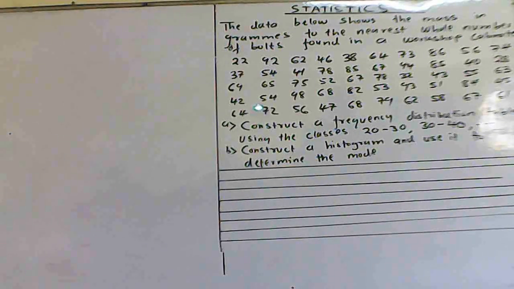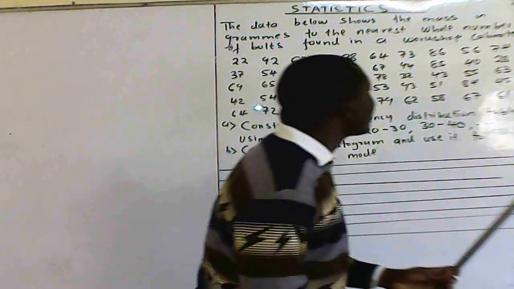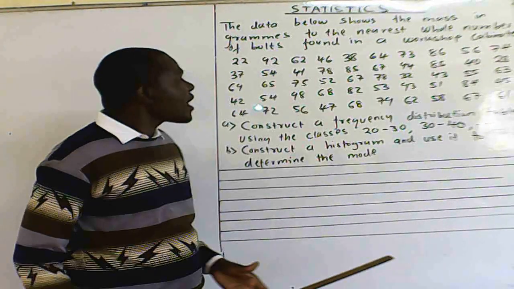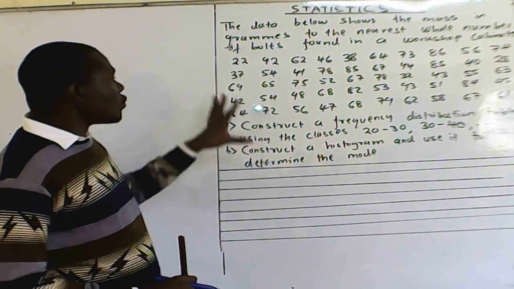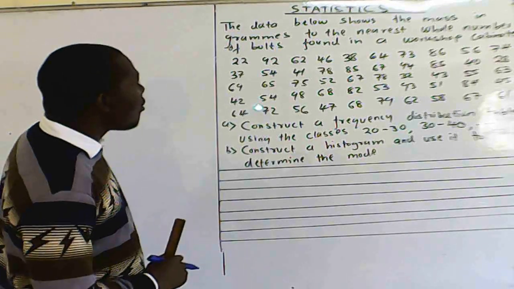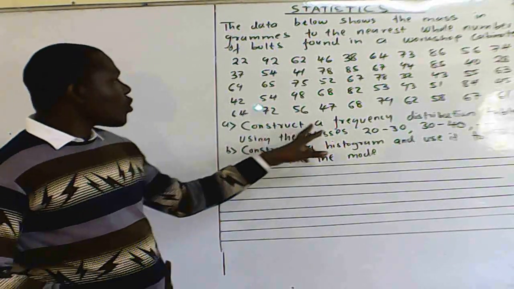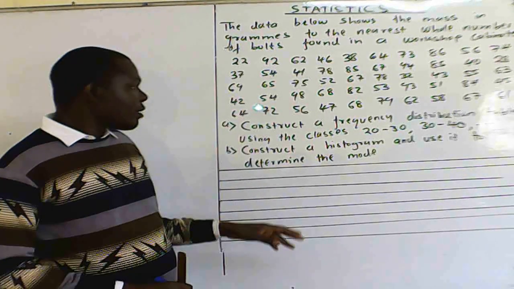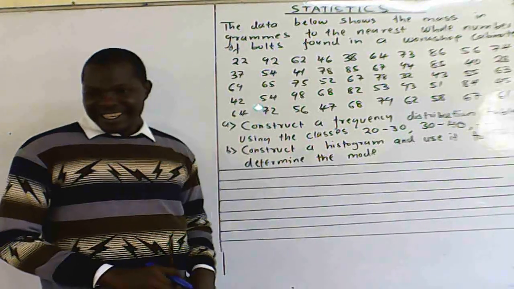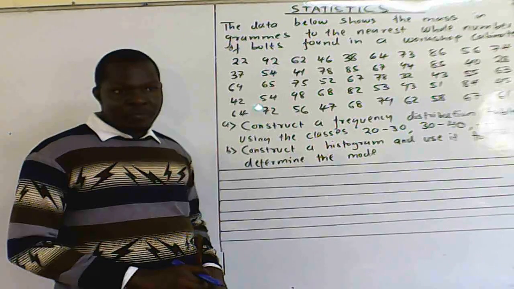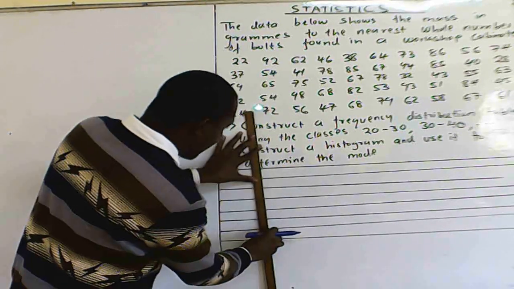We are told the data below shows the mass in grams, to the nearest whole number, of bolts found in a workshop cabinet. So these are the masses of the bolts. Then you'll be told to construct a frequency distribution table starting with the classes 20 to 30, 30 to 40. So we want to see this case, okay? Now we come and we put our classes.